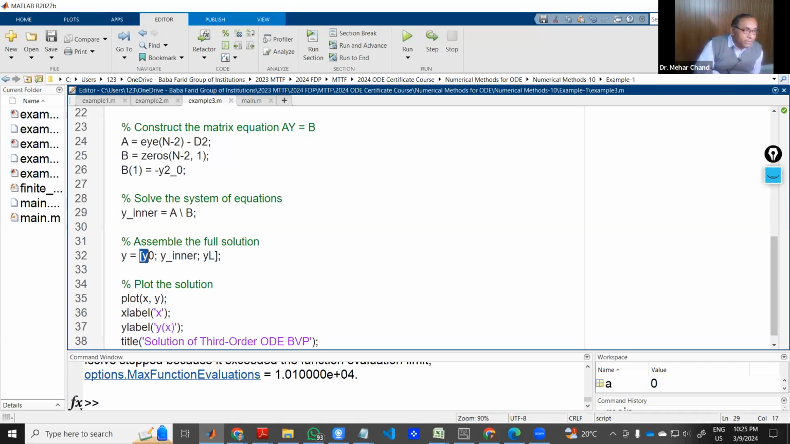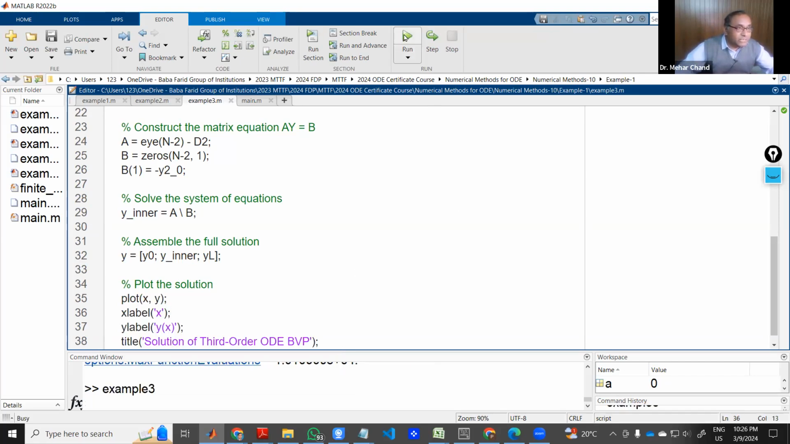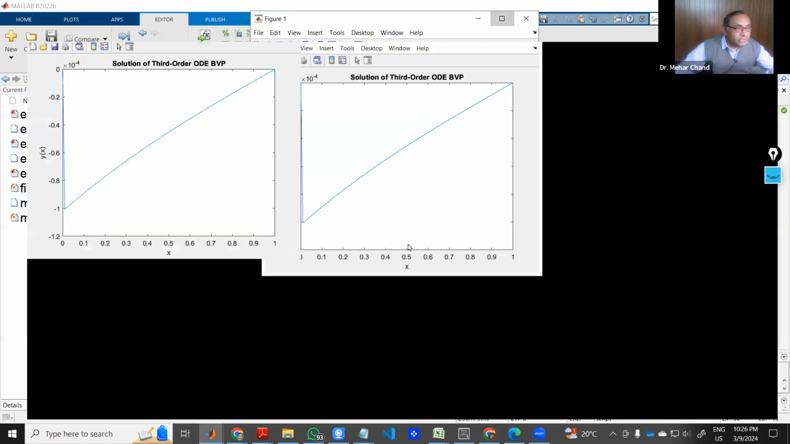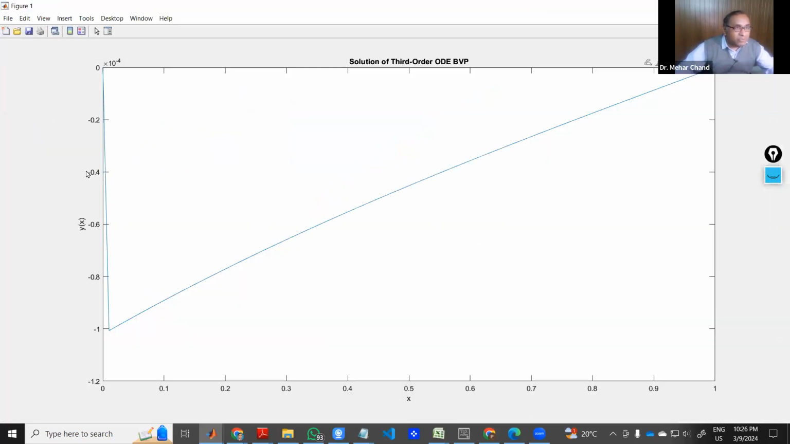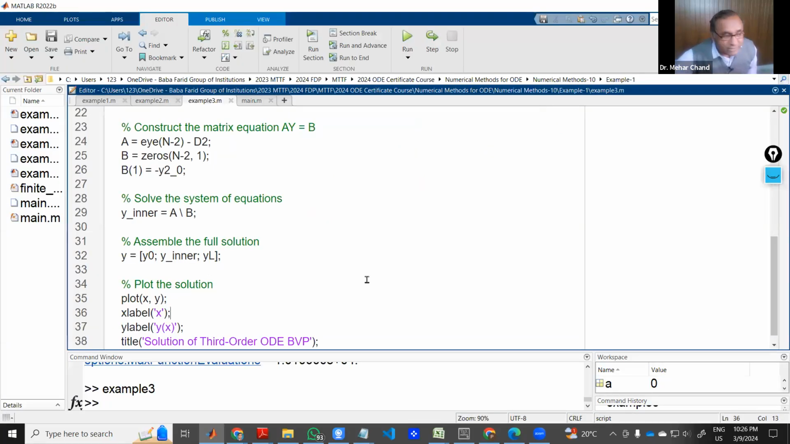That will be the y naught, then we have the first value and the last value, the right boundary value, and these are the inner points. So this is the complete y vector, and then we will plot the solution. This will return the solution of this system of equations, and when you execute, you can see this is the corresponding graph.